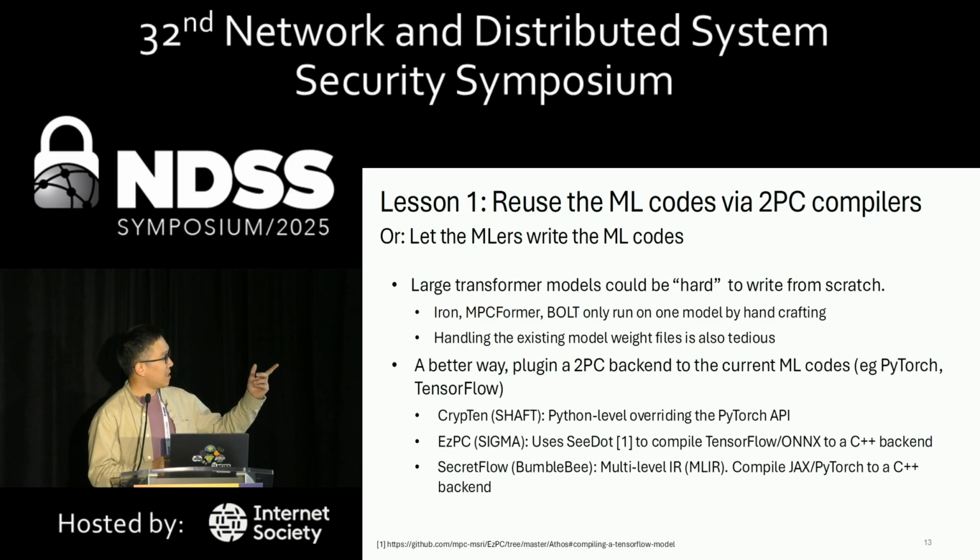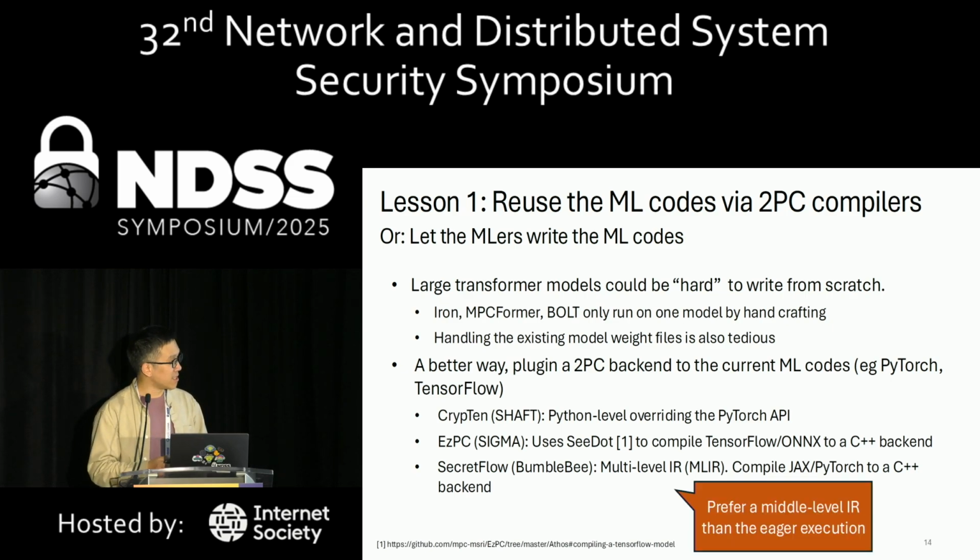A better way is to use some kind of compiler to transfer that Python code to a two-party computation backend, which is done by Shaft, Sigma, and BumbleBee. But the way we do it is different. Shaft does Python-level overwriting, which is some kind of eager execution. And in BumbleBee, we use a middle-layer IR to transfer the Python code into a graph, and then execute the graph.